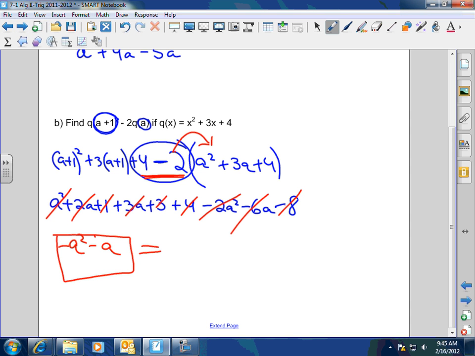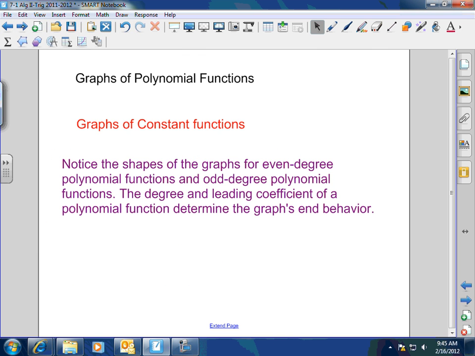Boom. And then you can factor this out and take out a negative a, and you have an a plus 1. Does that make sense? Okay, awesome. Now, let's check out some graphs of polynomial functions.